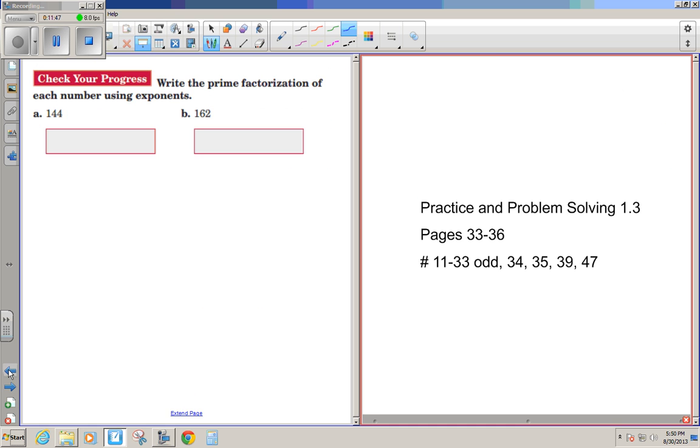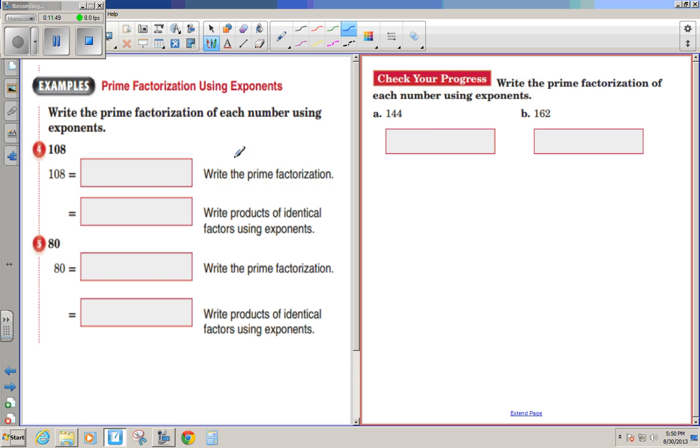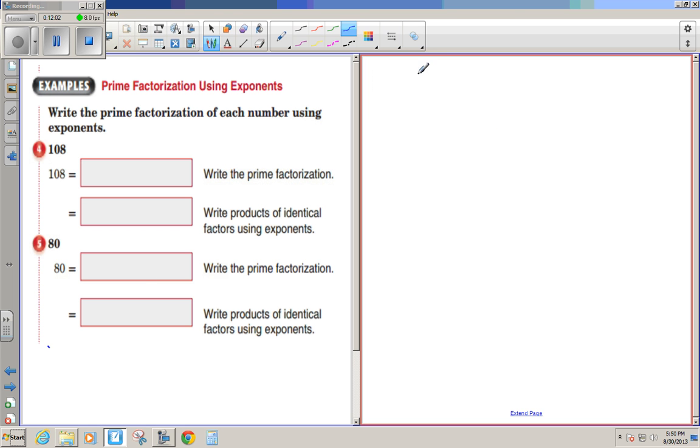All right, I think we're getting close. Yep, only a couple more slides. Prime factorization. We did some of this in class. Write the prime factorization of each number using an exponent. All right, so let's add another slide. So 108, let's do the prime factorization. This is from 1.2. It's even, so 2 times 54. 54 is even.